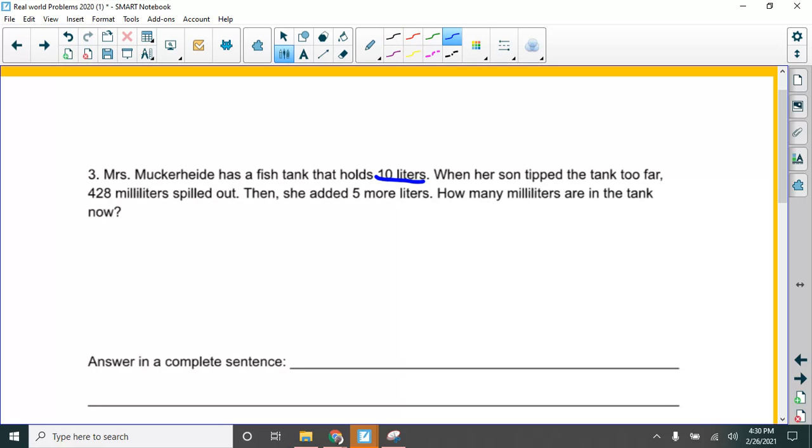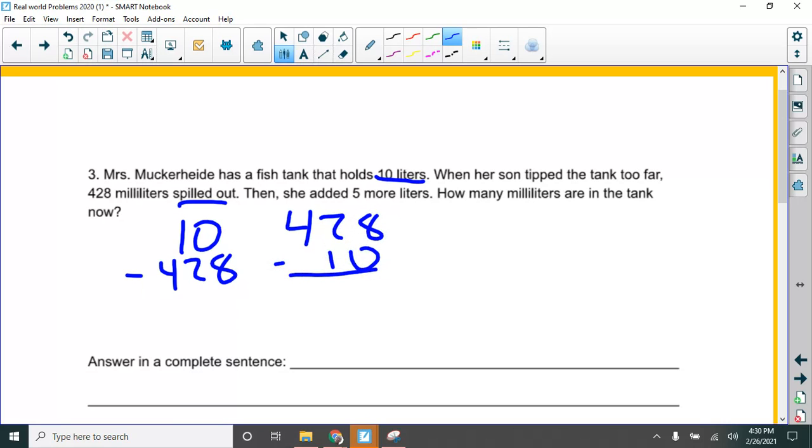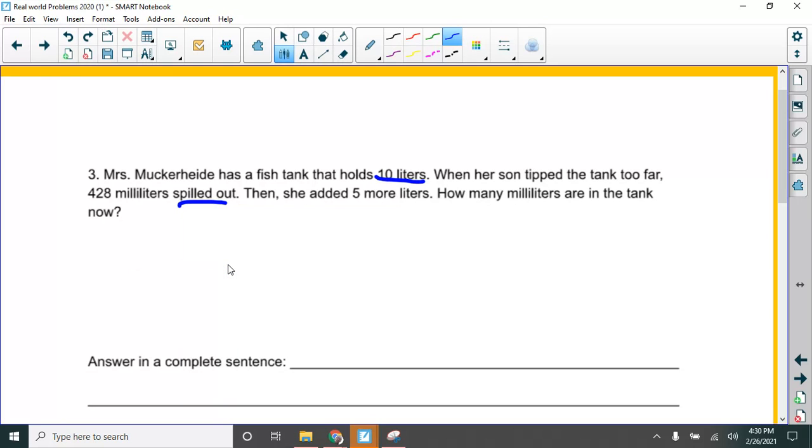Look, we know that we're gonna subtract here because they spilled out. But what happened? Look at this. 10 minus 428. No, and not this either, because this is liters and this is milliliters. Just like you can't add minutes plus minutes plus characters, you can't subtract liters minus milliliters. You have to have all of the same thing. You can't do apples plus oranges equals bananas. One of my favorite sayings.